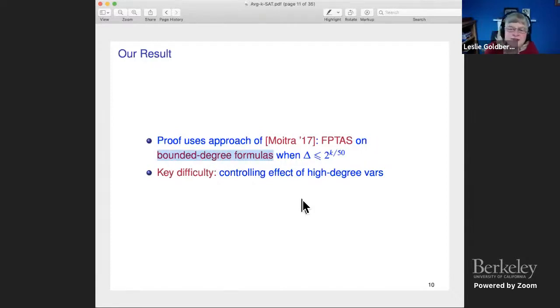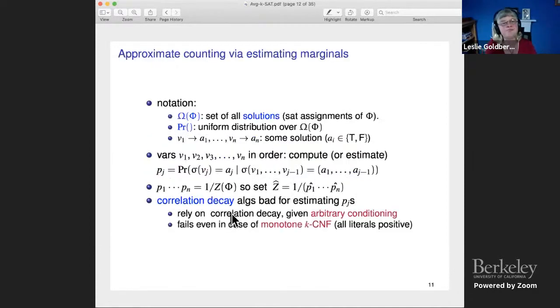And what I mean by bounded degree is that he worked on the case where every variable can be in at most a constant number of clauses. And I'll talk a lot, well, a lot in 15 minutes, about the reason for this bounded degree. Really, for us, the main difficulty is dealing with the fact that, of course, in a random formula, you do have high degree variables.